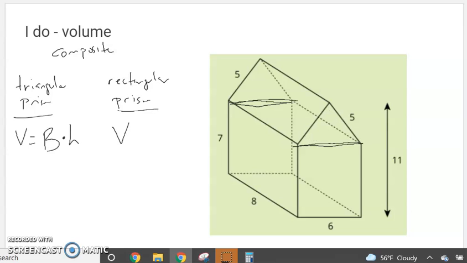Same for a rectangular prism, but its base will be a rectangle. So sometimes we just do length times width times height for the rectangular prism. That can be a little easier. Either will get the same thing. So let's start with the triangular prism. I need the area of the triangle first.